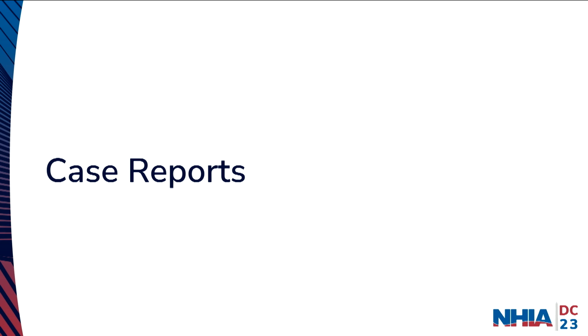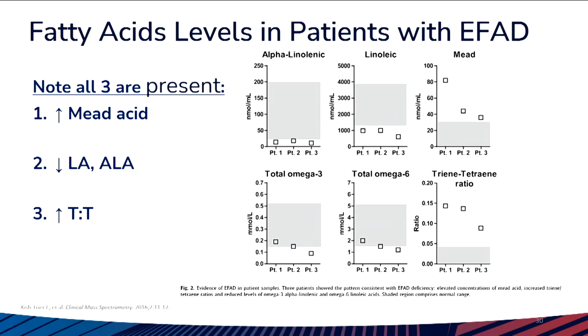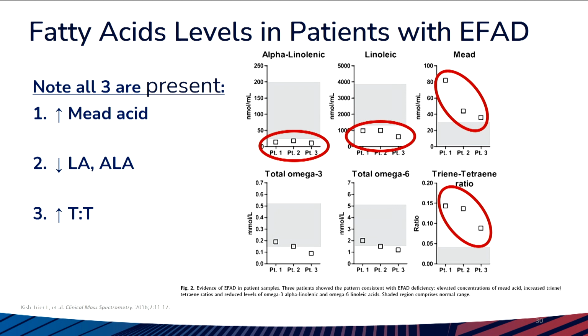So now we're going to talk about some case reports so we can look at real things and say, well, what does it really look like? Like, what am I going to see? So when we look at this study, fatty acid levels were looked at in patients that had EFAD. And I think it's really important to note that in these patients, all three were present. They had an increased Mead acid, they had decreased LA and ALA, and they had an increased TT ratio.